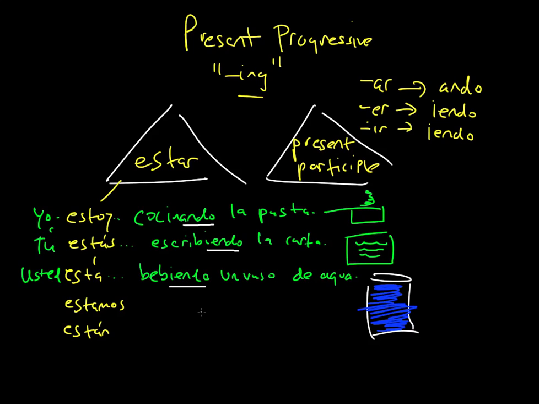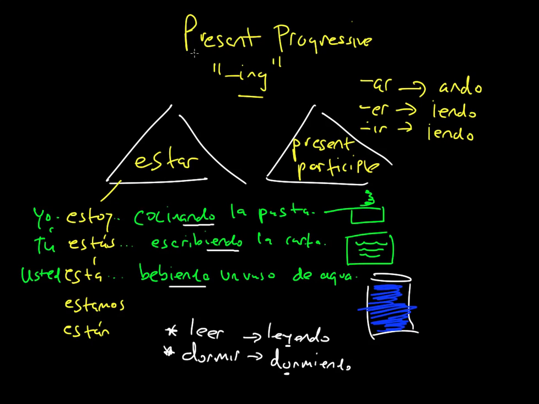Okay, now there are two verbs, leer and dormir, that are irregular. Okay, so leer is spelled leyendo with the Y, and dormir is spelled this way, so durmiendo with a U. Okay, so these two are irregular.